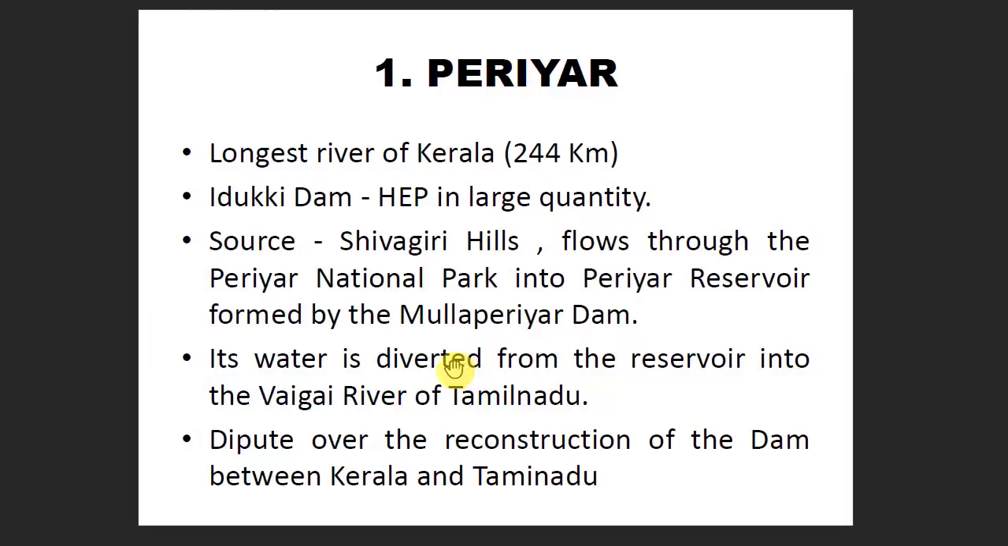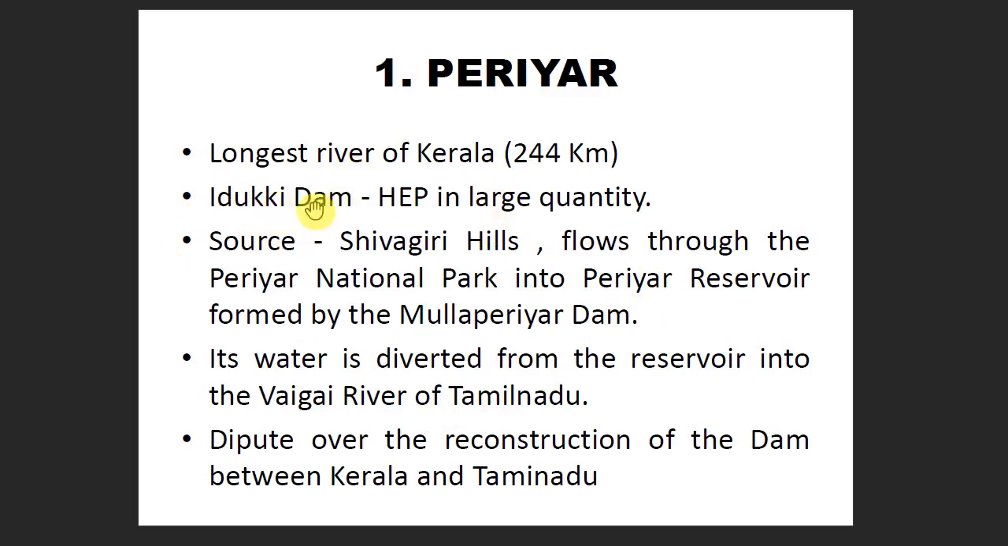So the Periyar river is the longest river of Kerala. In fact, Kerala is a place that is full of rivers and natural and artificial reservoirs. We cannot actually go north to south more than 10 kilometers without coming across a major or minor water stream.